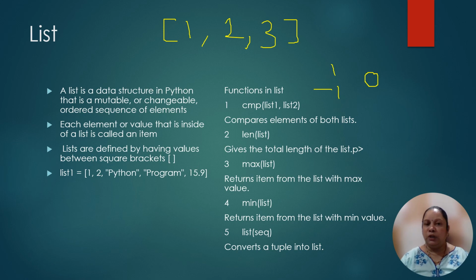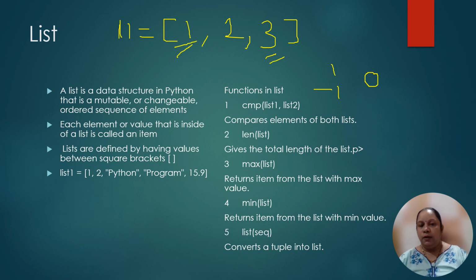Then length of the list. If you see the length of this particular list, I am saying L1 is equal to 1, 2, 3. The length of the list is the number of elements present in the list. So how many elements are present? 3 elements are present. So it gives you 3, that 3 is the length of this particular list, right? Maximum of the list. If the list has numeric values, the maximum will give the maximum element present in the list. Over here, it is going to give you 3. Minimum is going to give you 1, right? Minimum is going to give you 1.